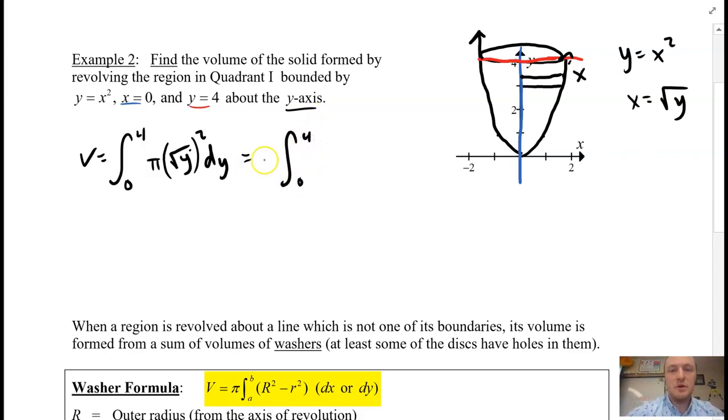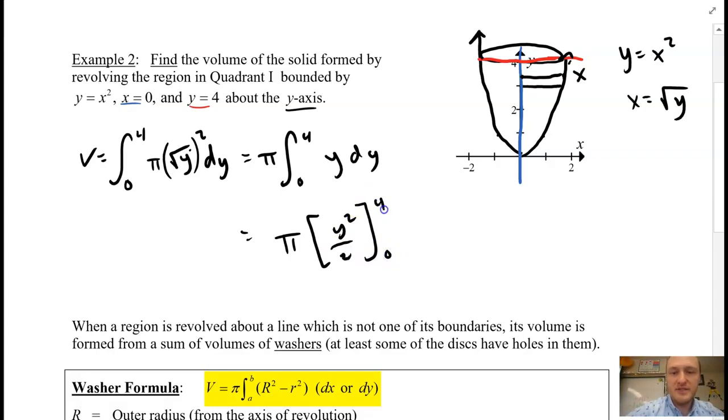So 0 to 4, I'll pull out the constant, and I have y dy, which is equal to pi times y squared over 2, evaluated from 0 to 4. If I plug in 4 squared, that's 16 divided by 2 is 8. So this is 8 pi minus 0, and that would be your answer, 8 pi.